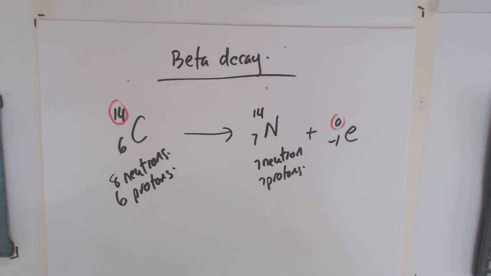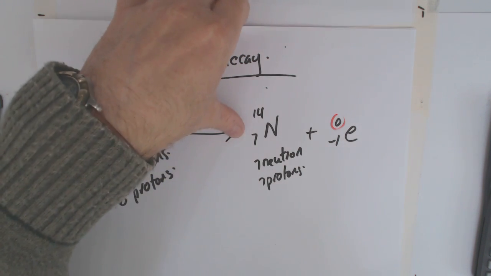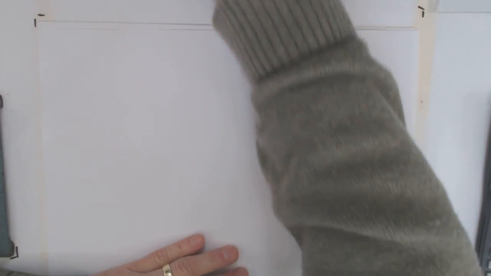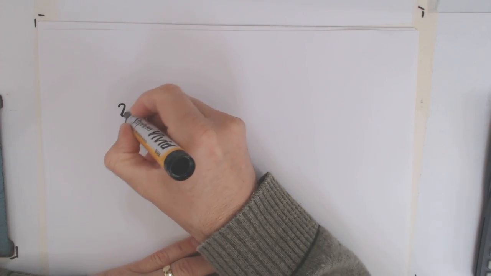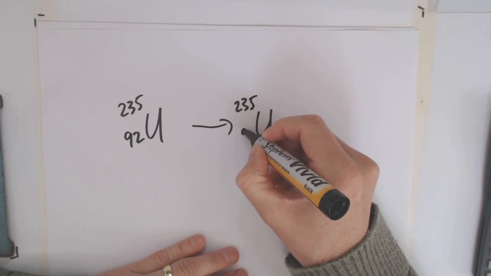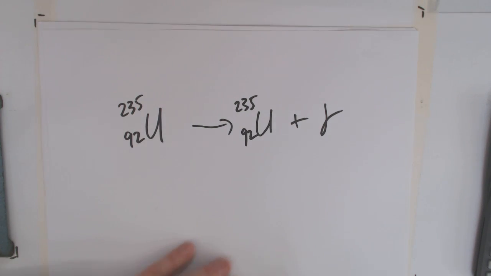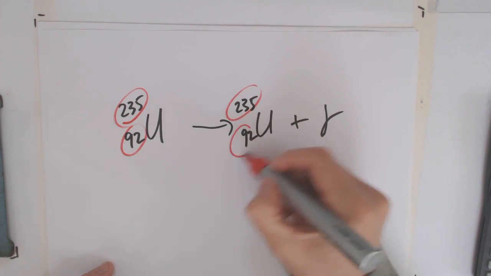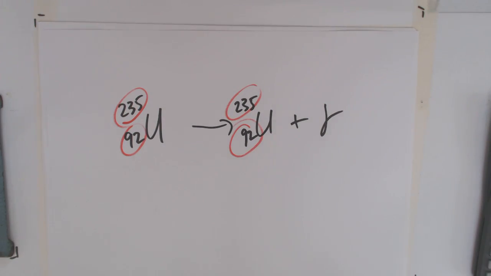The last thing I want to talk about is gamma. Now, when a nuclear reaction takes place, you can end up with a different type of uranium or what have you, but let's just put it this way. Let's just use uranium-235 and 92. That can go to uranium-235 and 92 plus gamma. The numbers add up, no problem there, because the gamma particle doesn't carry mass.